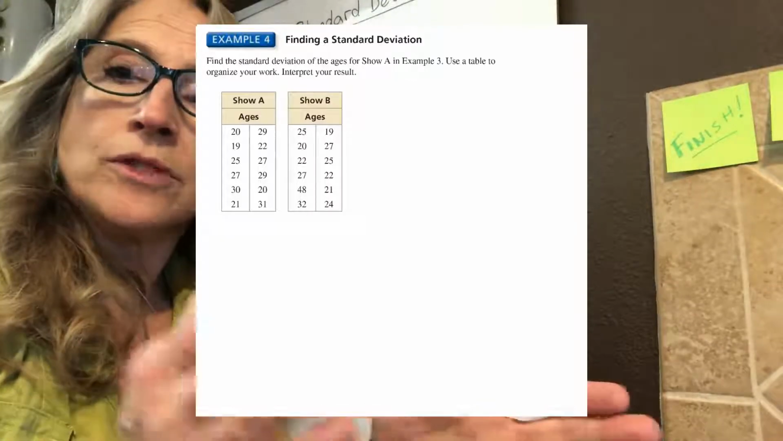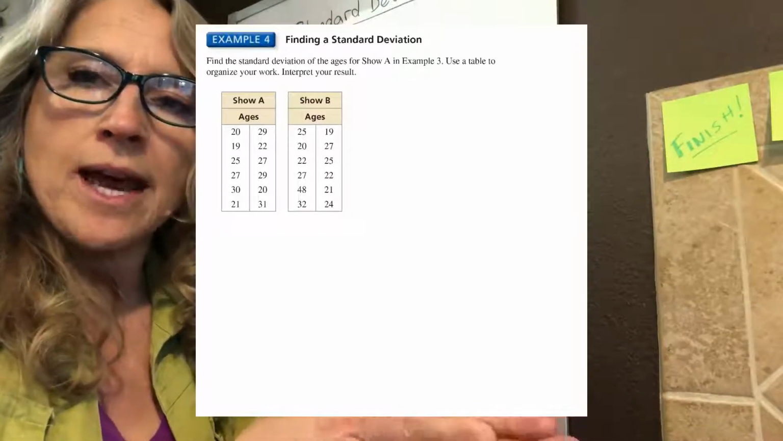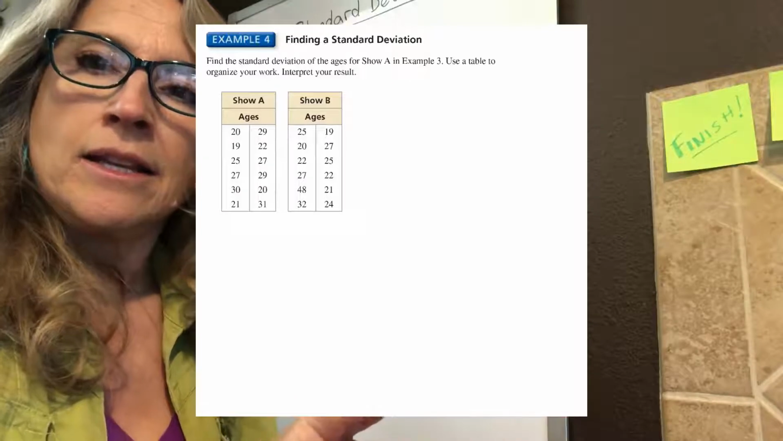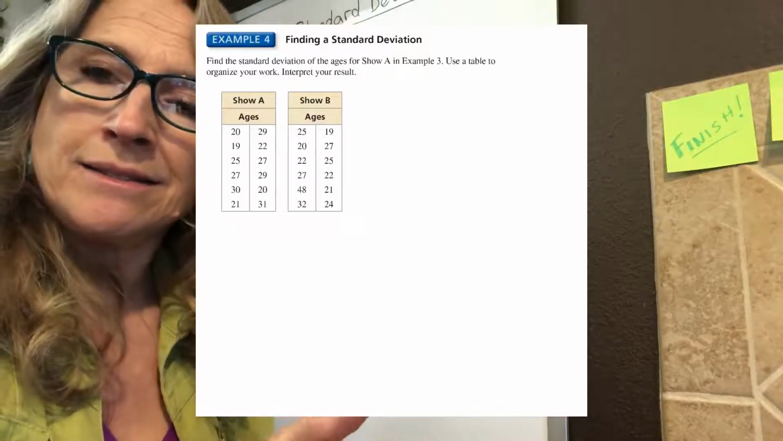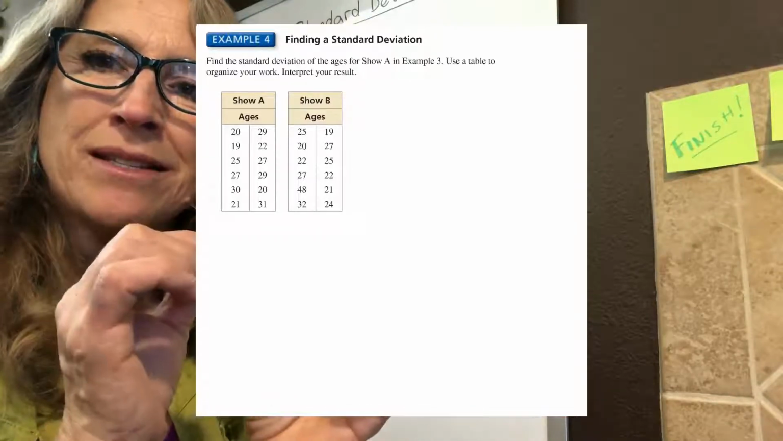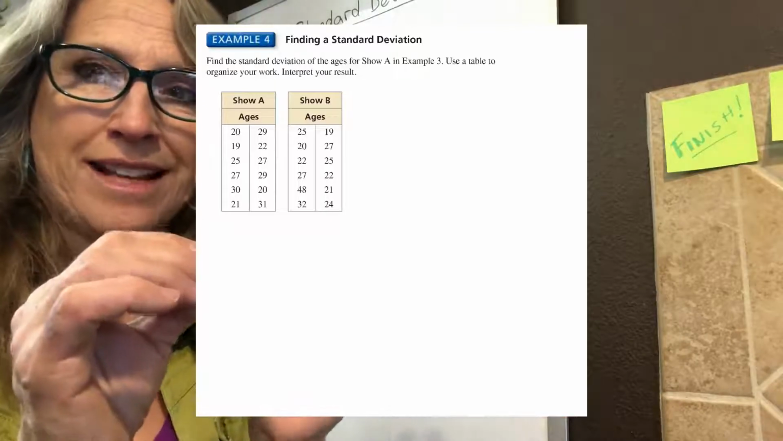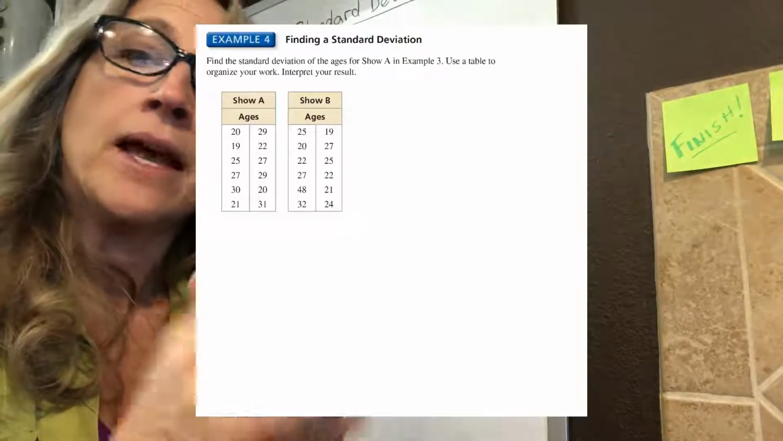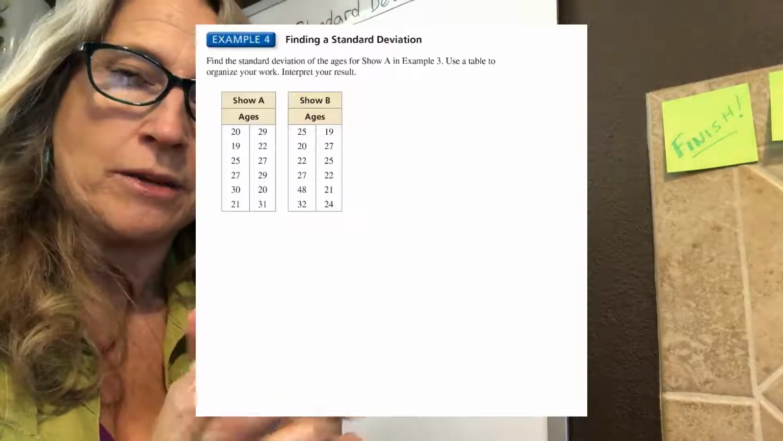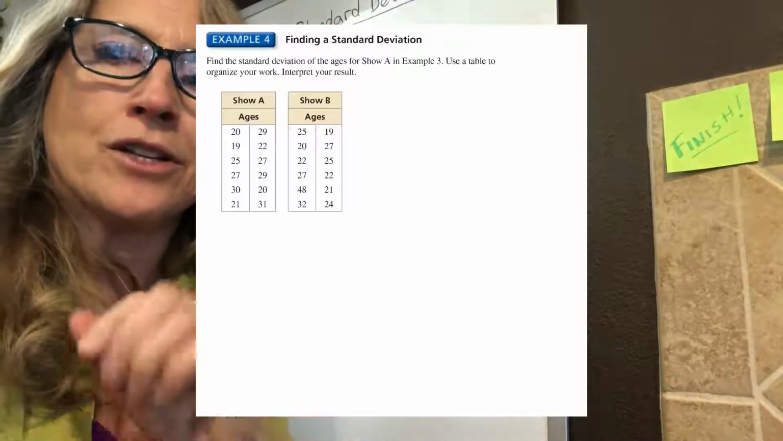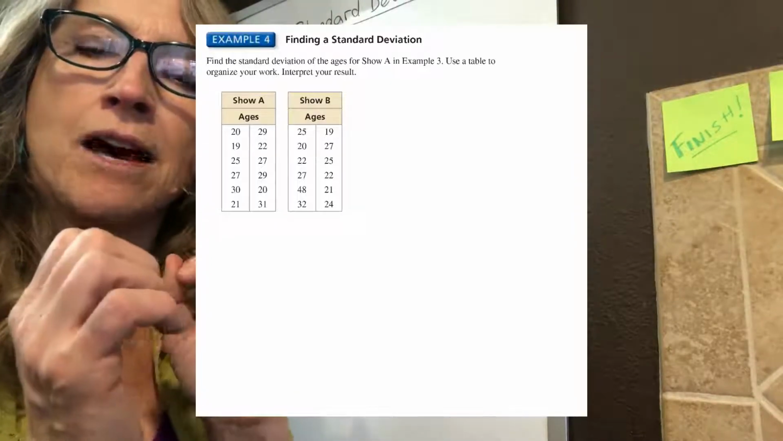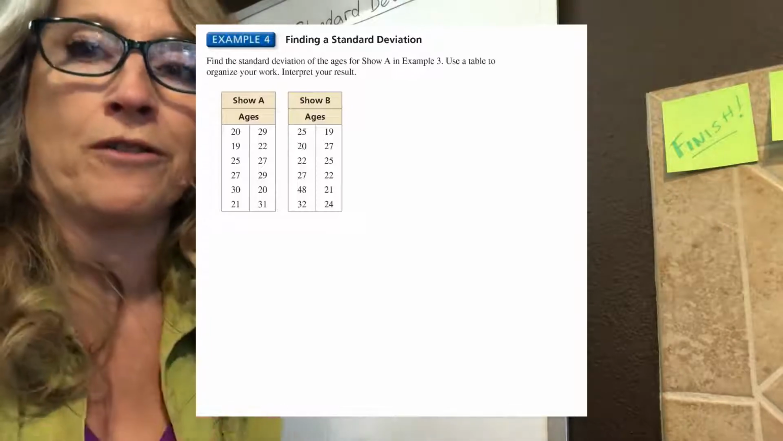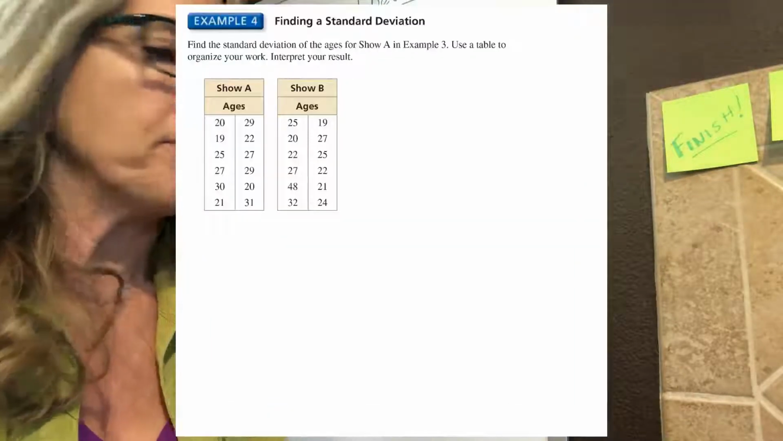So remember, the table that we had set up on the previous one had the data, the mean of the data, then each data piece minus the mean, that's the difference, right? And then that quantity squared. Then we added those all up and took the square root of that sum divided by the total number of items that we have in our data set.